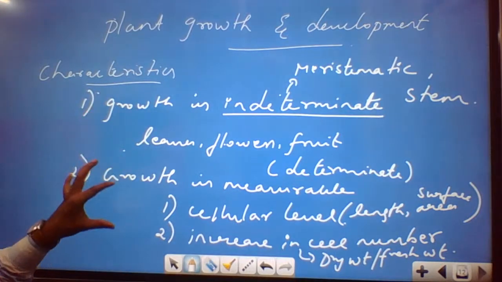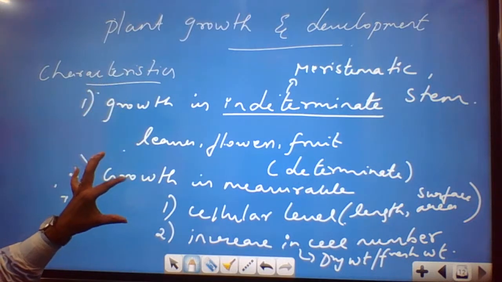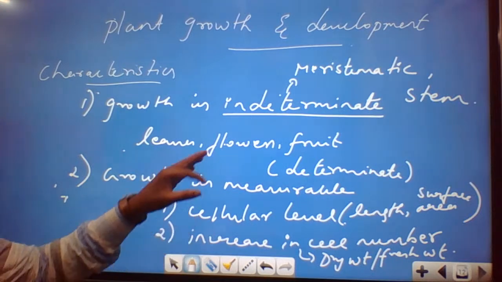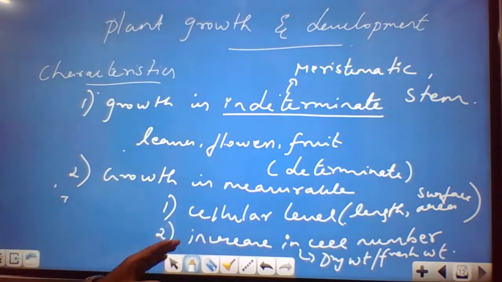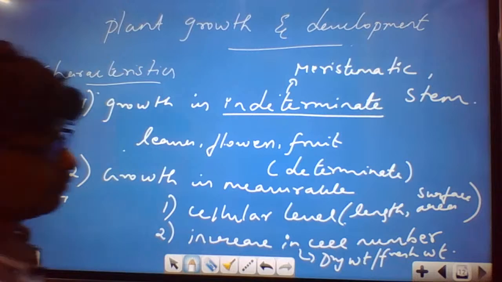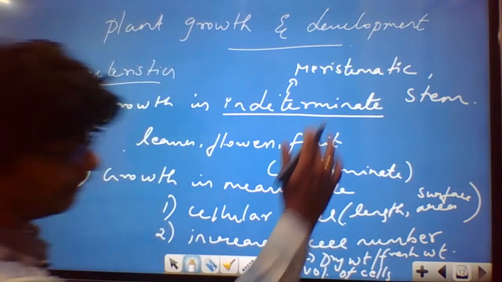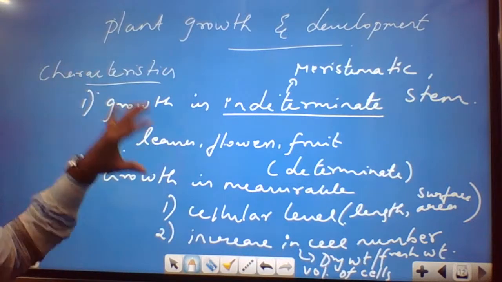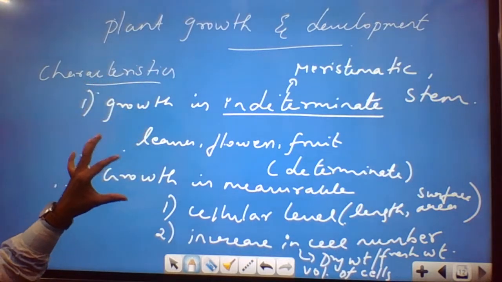So these are the two main features that you could see as far as growth is concerned. One is that growth is indeterminate, the other is that growth is measurable. As far as the cellular level is concerned, you go with the length, the diameter, or the surface area. For increase in cell number, you take the dry weight, the fresh weight, or even the volume of the cells. So this is just an introductory part of growth and development. We have many other characteristics, but to be very precise, growth is indeterminate and growth is measurable.